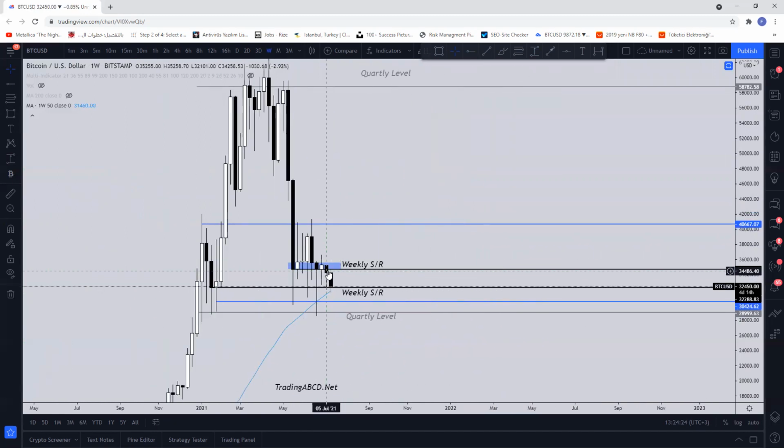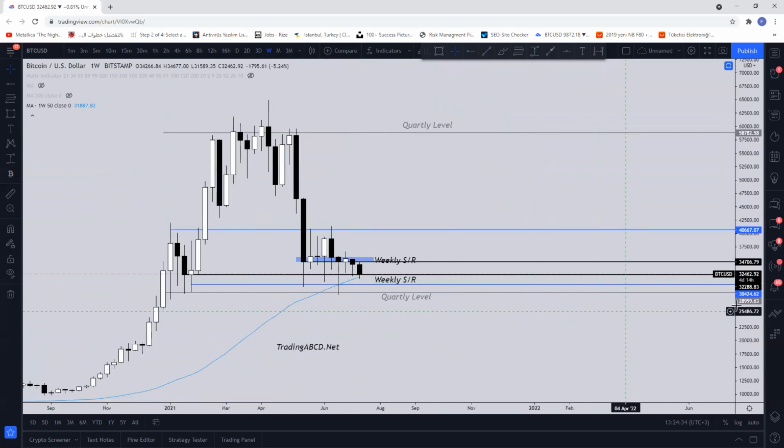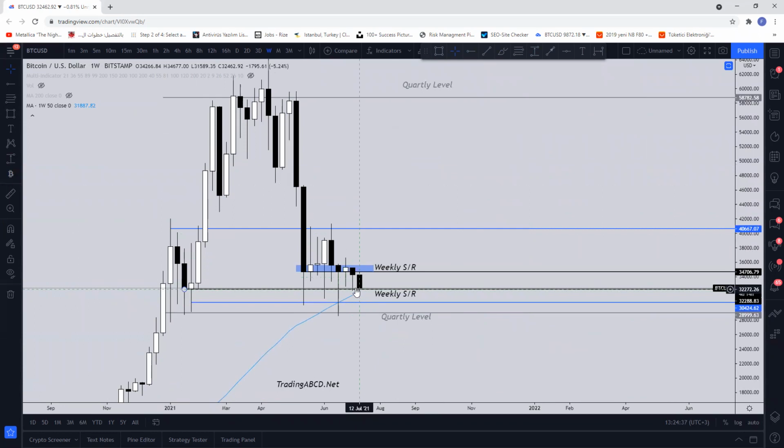Shorting Bitcoin after we lost this weekly was not a bad idea, but now we are approaching another weekly level plus the weekly MA50. So I won't be a big fan of shorting Bitcoin here at the support. You short the resistance, you lost a support, it became a resistance, so you are okay to short it. But I don't think it's very smart to short Bitcoin here.